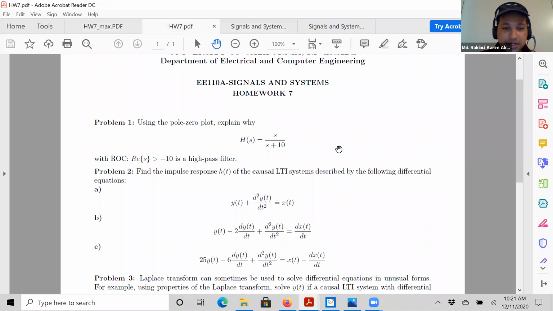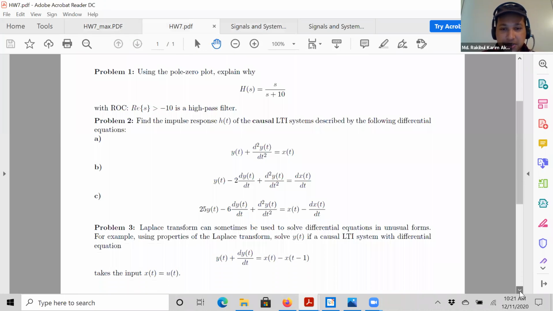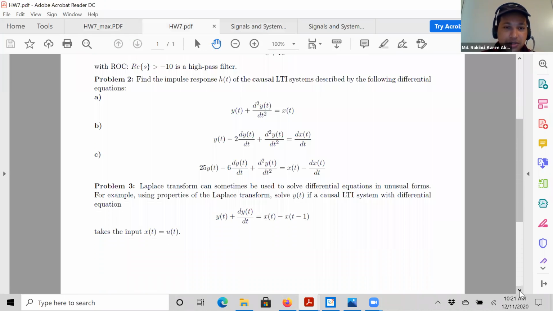Okay, so let's move on to problem 2 and 3. Problem 2 and 3 are kind of the same. So what is our target? The differential equation is given. You need to find the transfer function H(s). What is H(s)? It is output divided by input, that means Y(t) by X(t). That's called your transfer function.